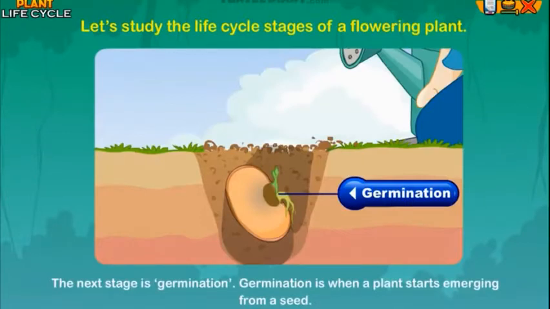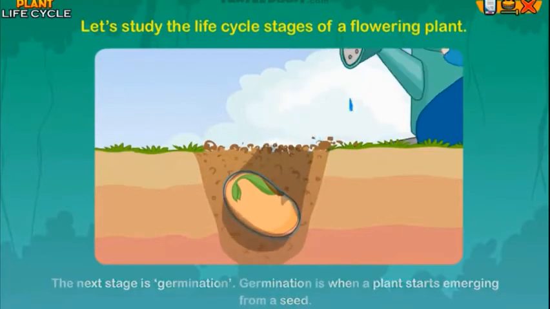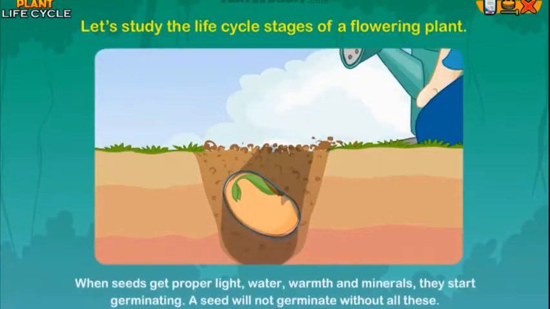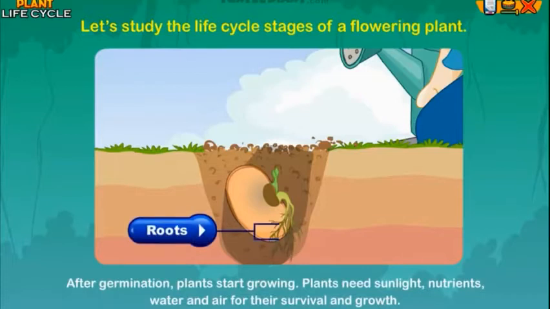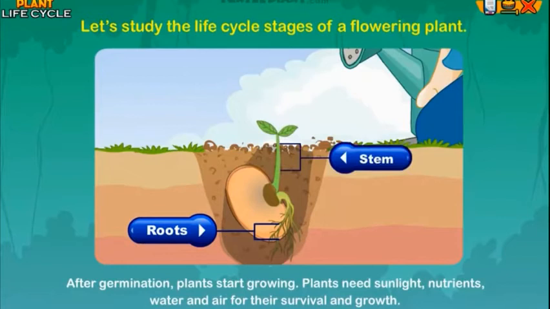The next stage is germination. Germination is when a plant starts emerging from a seed. When seeds get proper light, water, warmth, and minerals, they start germinating. A seed will not germinate without all these. After germination, plants start growing. Plants need sunlight, nutrients, water, and air for their survival and growth.